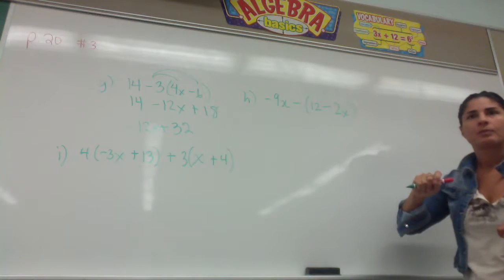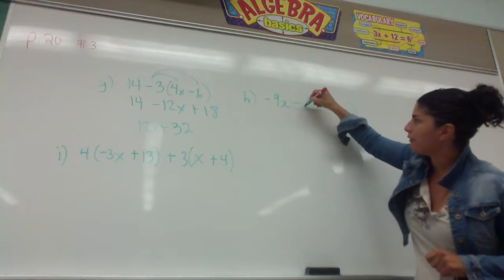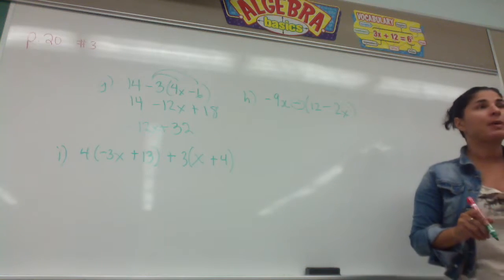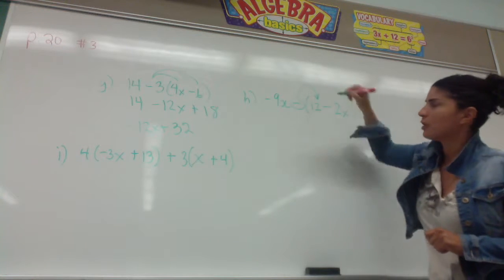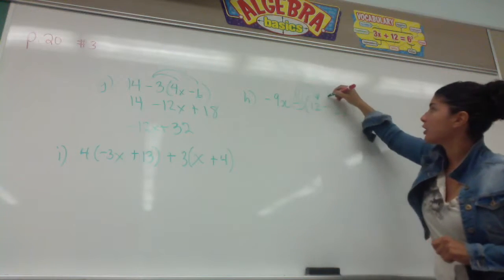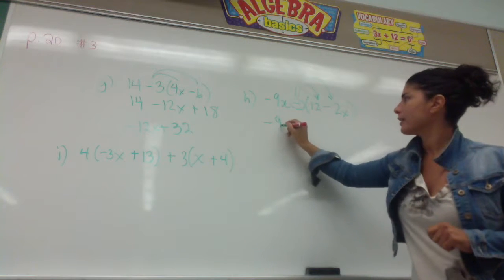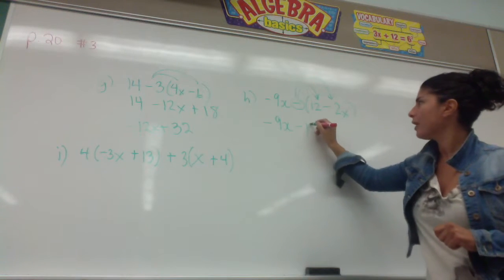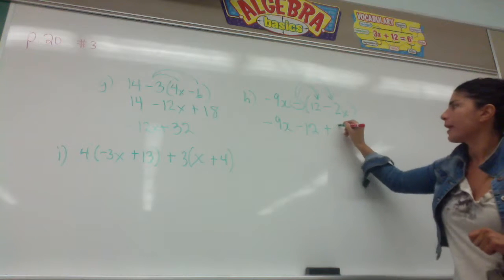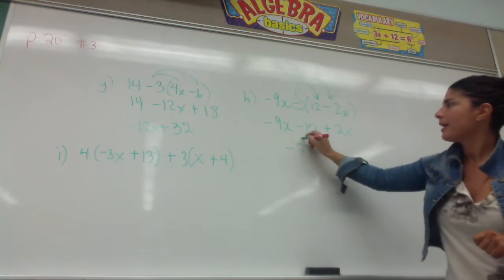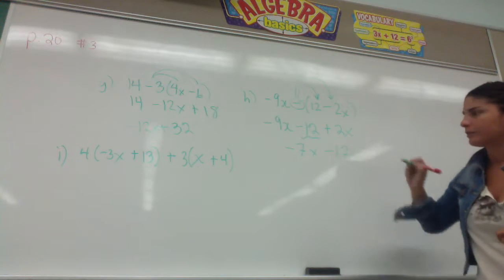H. Is this negative powerful? Yes. Very, very powerful. It will change the 12 and it will change the -2x. So now I have -9x minus 12 plus 2x. Putting my x's together, I have a -7x and I have a minus 12 that comes down.